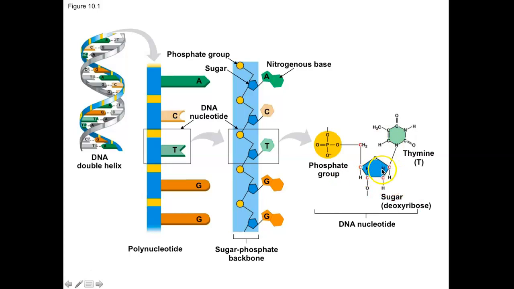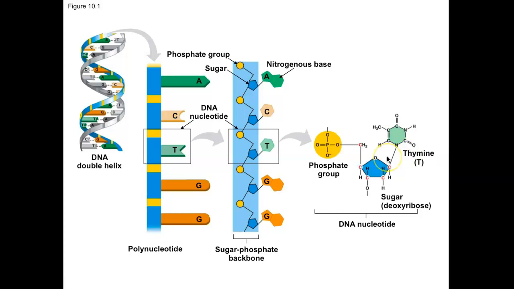And then we have that attached to a nitrogenous base. In this case, they drew a thymine. We use the word nitrogenous because you can see these nitrogens, right? There's an N here, there's another N here. So every single base has nitrogen groups in it.